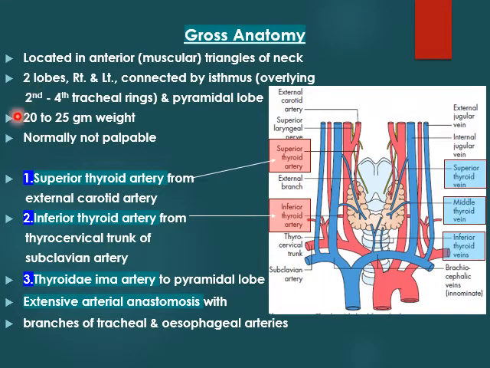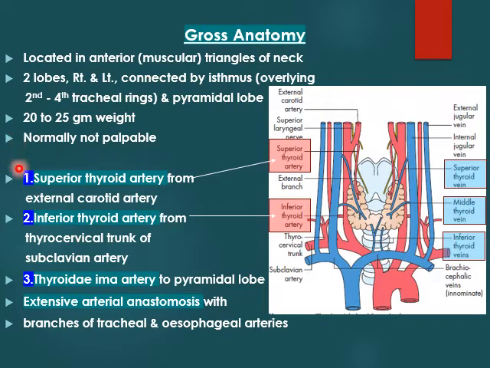Okay, now we come to the arterial blood supply and the venous drainage of the thyroid gland. As you have already seen, the thyroid is located in the anterior muscular triangle of the neck. It has two lobes, right and left, connected by the isthmus overlying the second to the fourth tracheal rings. There's also a pyramidal lobe in many patients. It weighs 20 to 25 grams and normally it is not palpable. If it is palpable, then it's considered enlarged.